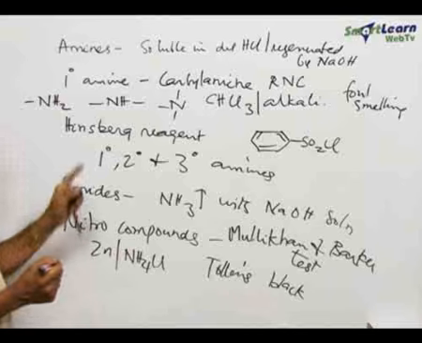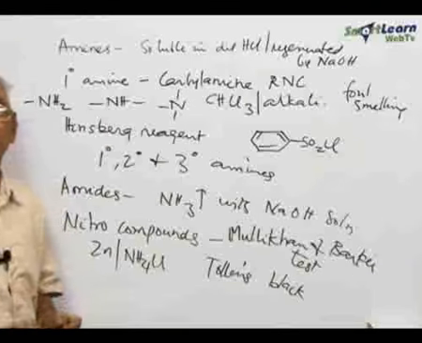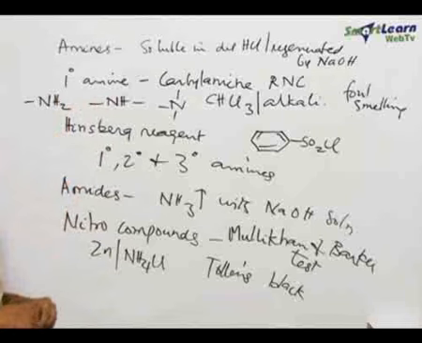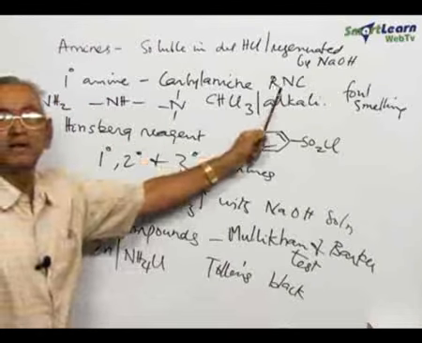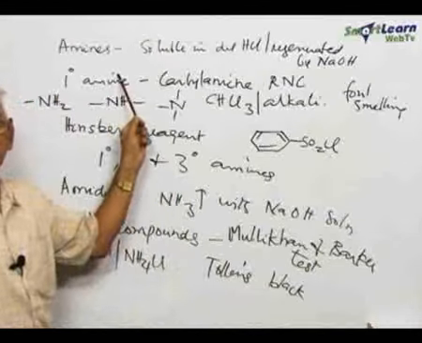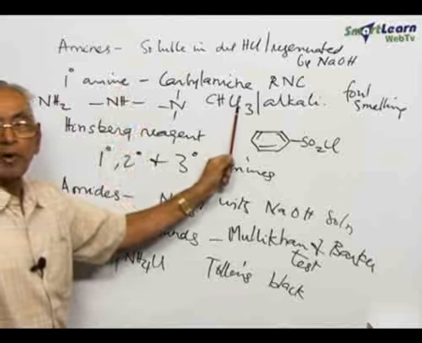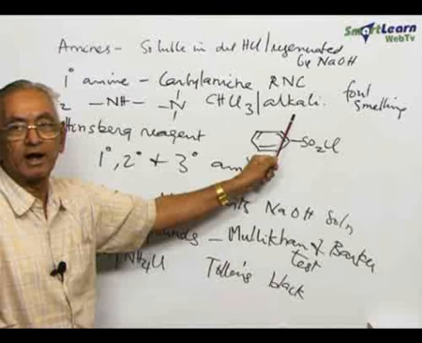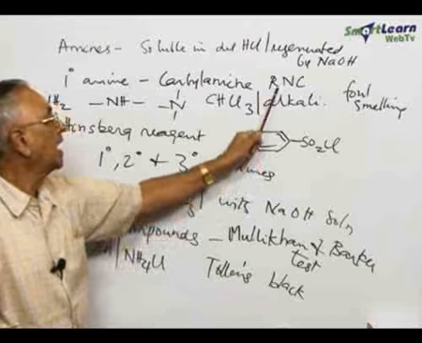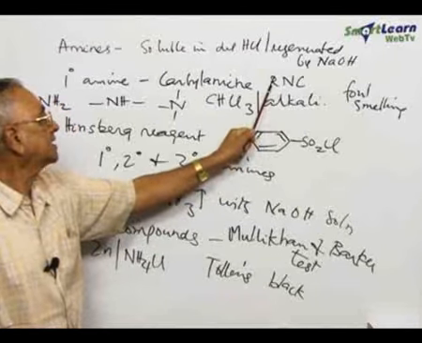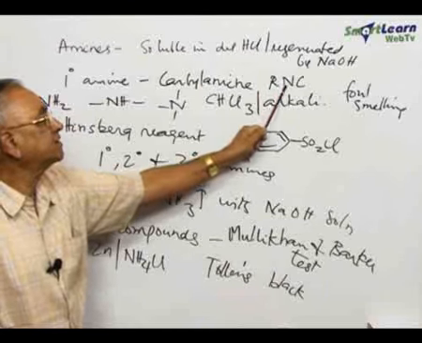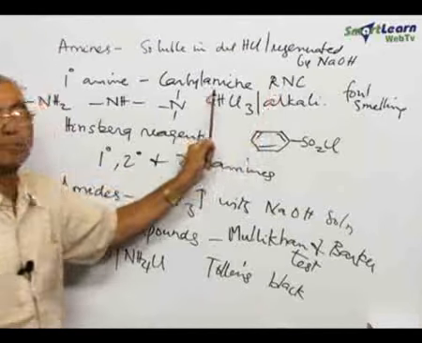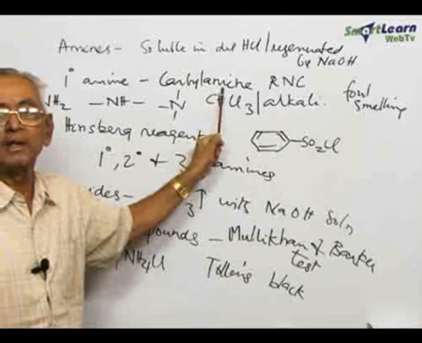There is a very important test for an aromatic primary amine, or a very important test for any primary amine, which is known as the carbylamine reaction. A primary amine on treatment with chloroform and a strong base like sodium hydroxide or potassium hydroxide will produce a substance known as alkyl or aryl isocyanide, RNC, a foul smelling isocyanide. This is known as the carbylamine reaction.